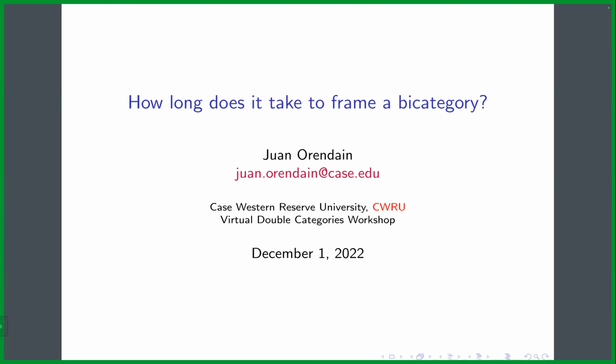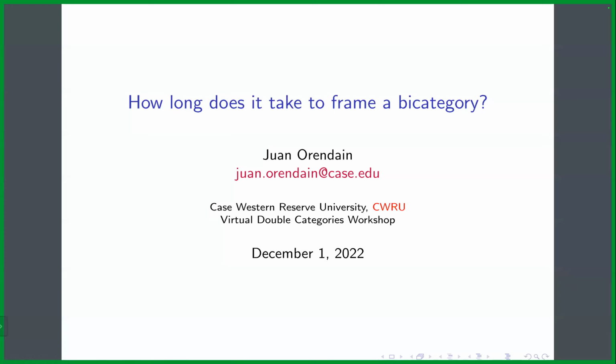The title of the talk is How Long Does It Take to Frame a Bicategory? This is a long-term project that I've been working on and off for the past, I don't know, 4 years. I'll be talking about a particular conjecture in this project, about globularly generated double categories, that I thought at some point in the summer of 2021 that I had solved positively, but it turned out I hadn't.